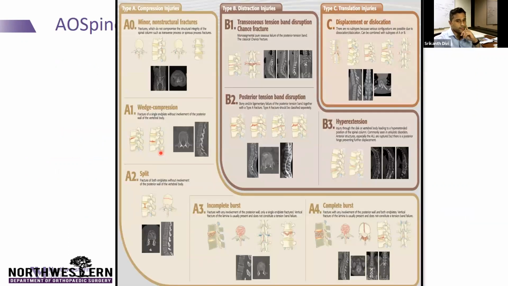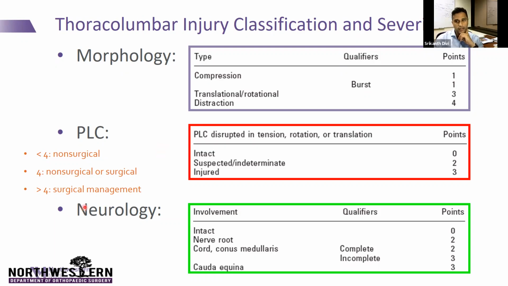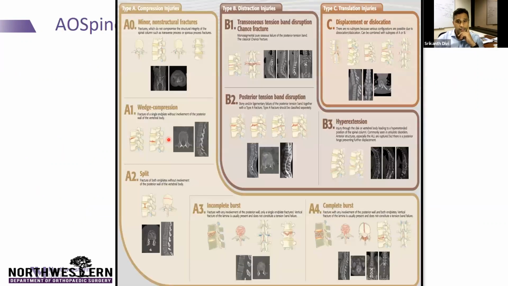AO spine classification was introduced later on, about a decade ago, to kind of combat the shortcomings of the TLICS classification, because let's say if you have like a burst fracture, indeterminate PLC disruption, but they're neurologically intact, what do you do? That's a 4. So would you be aggressive and stabilize them, or wait, see how they do? So that's where AO spine classification was brought in to try to clarify this.